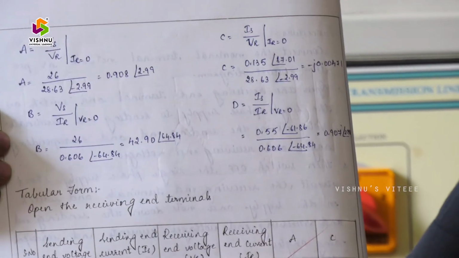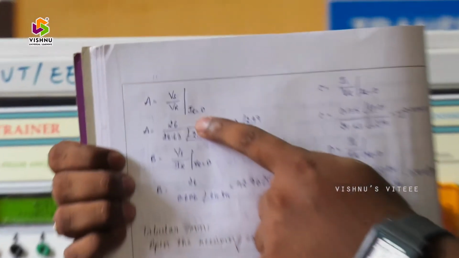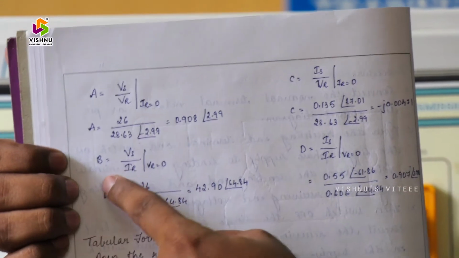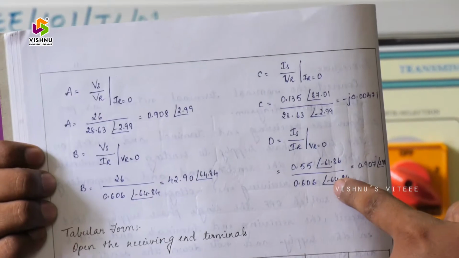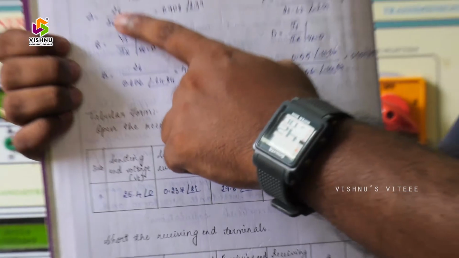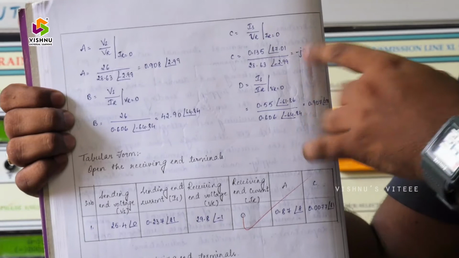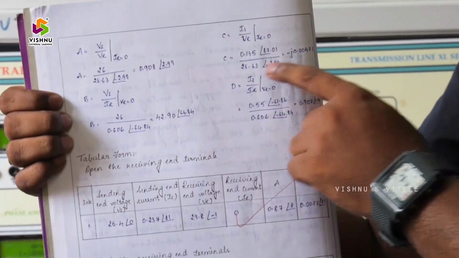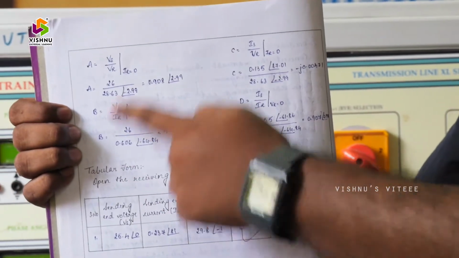So this is the theoretical and practical calculation of the A, B, C and D parameters. So this is the A parameter. The formula for the A parameter is Vs by Vr, and C is Is by Vr. B is Vs by Ir and D is Is by Ir. Okay. So these are the formulas required to calculate the A, B, C and D parameters. This is 26 volts, the theoretical value of sending end voltage. So after substituting all the theoretical values into these formulas, you will get A as 0.0908 at an angle of 3 degrees, and C, B and D. Okay. So after substituting all the theoretical values, you will get these values.